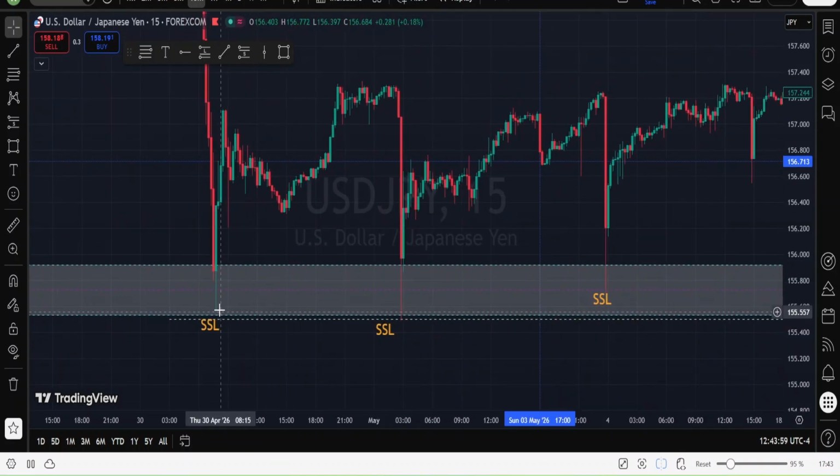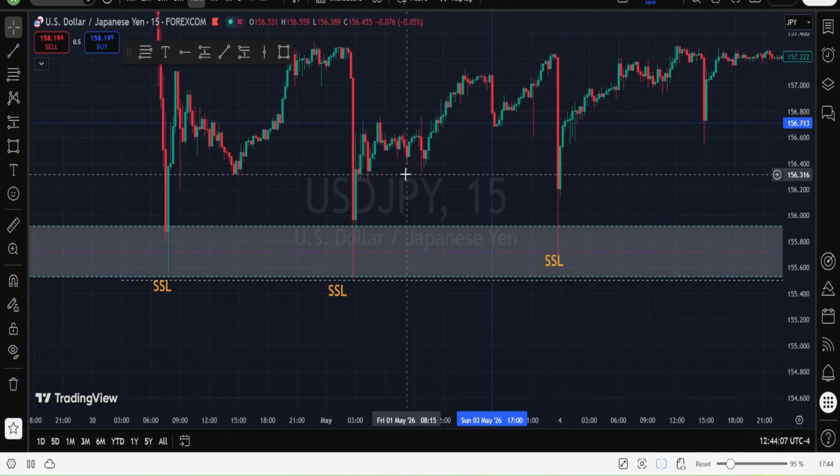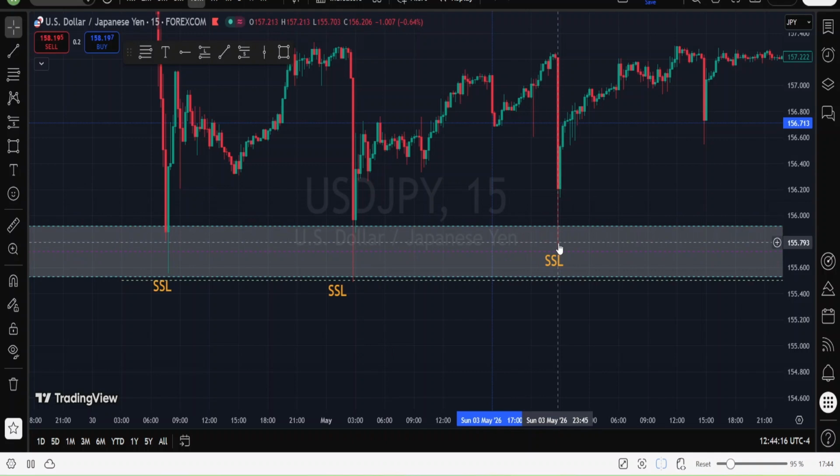So as you can see, this particular drop took out this liquidity. So it gives you an entry, right? And you exit this here. This particular drop never took out any liquidity, as you can see. So there was no liquidity in this particular area. You don't have a trade here.